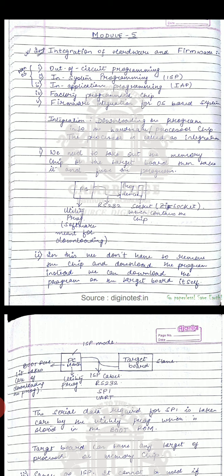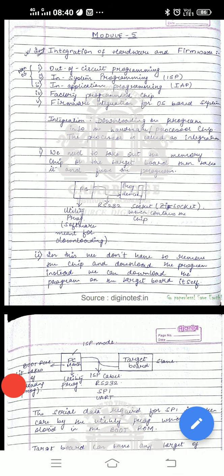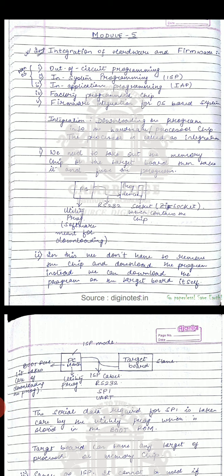For that, here we have a diagram, that is the PC master. It will have a utility program, and in this PC master we will have a boot ROM, that is a read only memory. The boot ROM takes care of downloading the program into the target board. Here we have used interfacing cables, that is an ISP cable; like RS-232 we can use, SPI, or UART we can use.